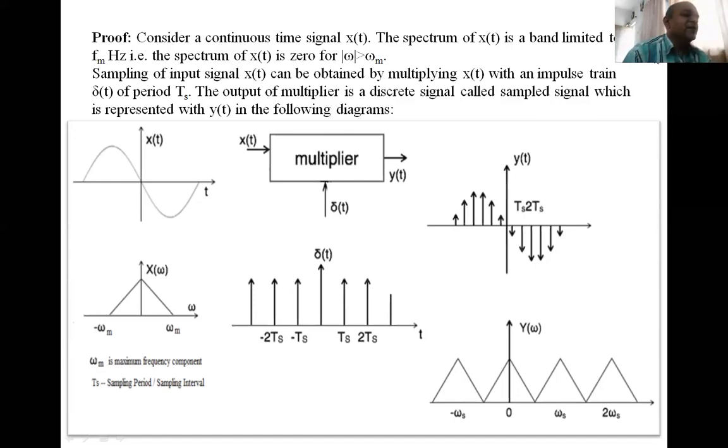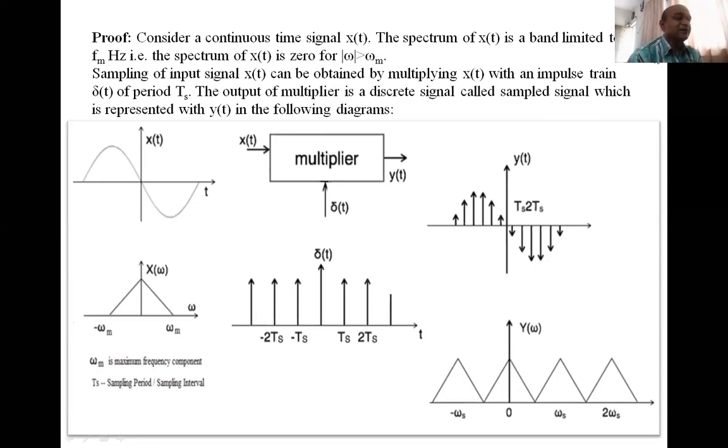This signal we have taken is a band limited signal. We are assuming that we have taken a continuous time signal which is band limited. Now, why are we taking a band limited signal, and what is a band limited signal? I will explain now. Band limited signal means its Fourier transform, or the spectrum of the signal, will be non-zero only within a small range of frequencies.